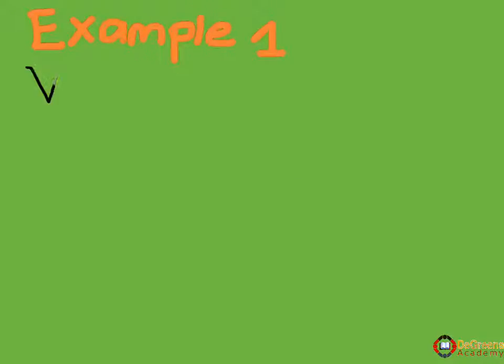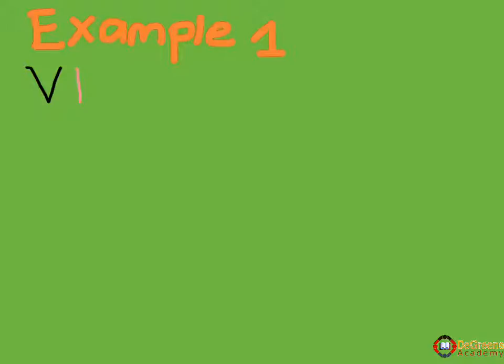Example 1. When a symbol of a smaller number is placed to the right of the symbol of a larger number, the resulting numeral is obtained by adding the two numbers. For example, you have VI.